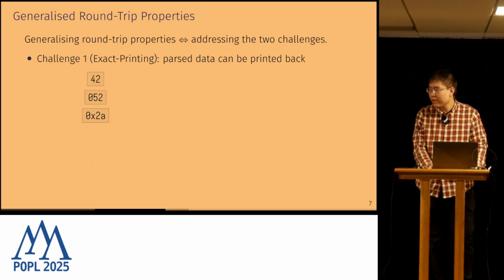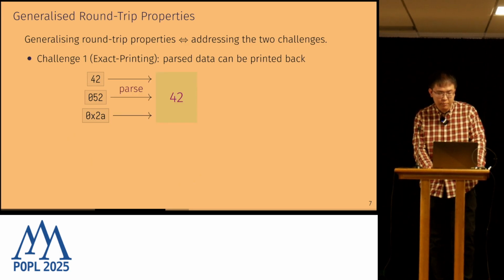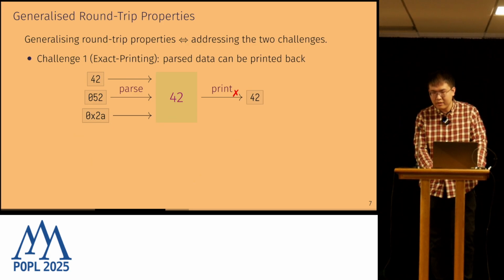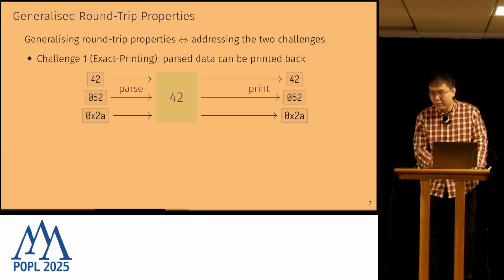As an example, we have some different textual representations. They are parsed into the same thing. So apparently, if we directly print it back, then we get one of them, but not all of them. This is not acceptable. Actually, we want them to be reflected back to the original formatting. This requires that we save some complement, which is the lost information, to be able to recover the formatting.